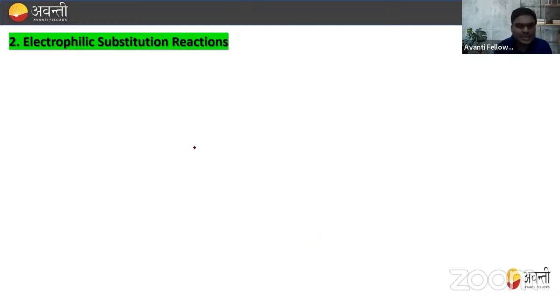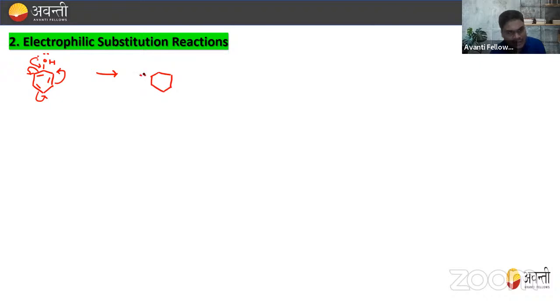Okay, so basically this is the structure of phenol, right? If I draw the structure of phenol, this is the structure. And we know that oxygen has a lone pair of electrons. So due to resonance, whenever this lone pair of electrons is donated, the electron density is increased only at the ortho and para positions. So we can say that only at the ortho and para positions we get more electron density, right?